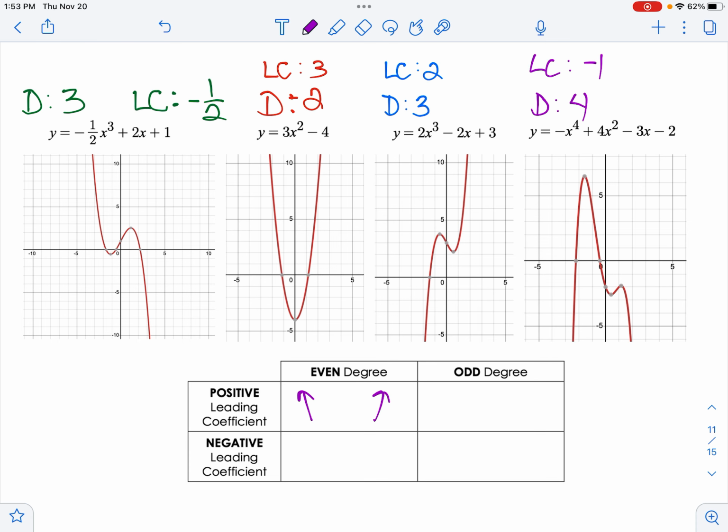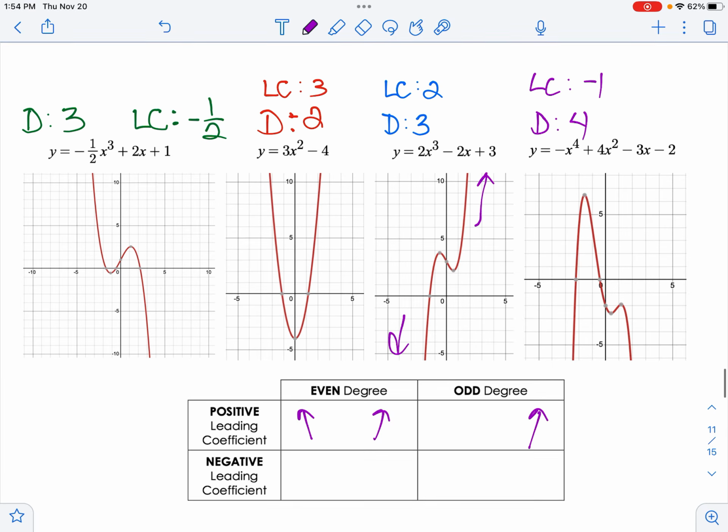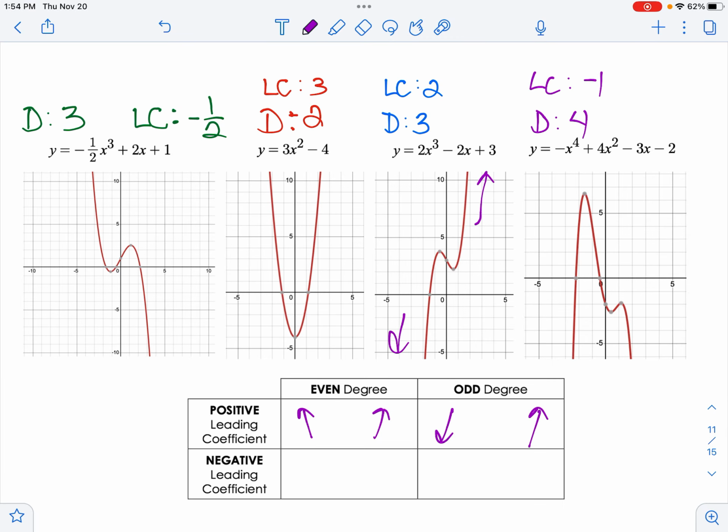Okay, so now let's try odd degree and positive leading coefficient. Fill out this box. All right, so let's see, odd degree and positive leading coefficient right there. So you can see on this end it's going up. So as we go to the right, it's going up. And as we go down here, it's going down.